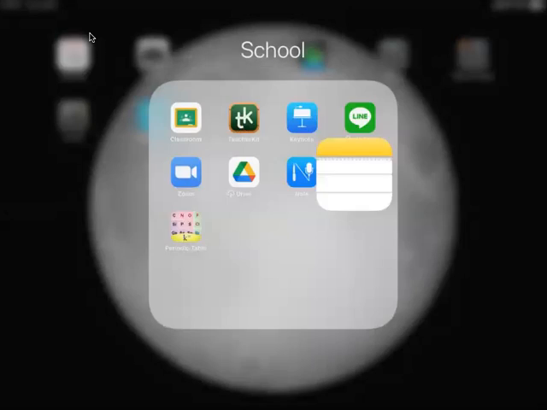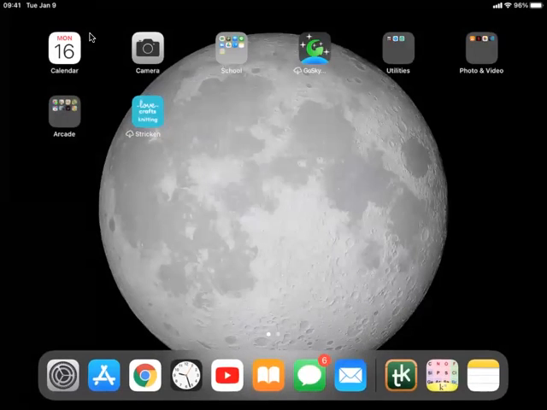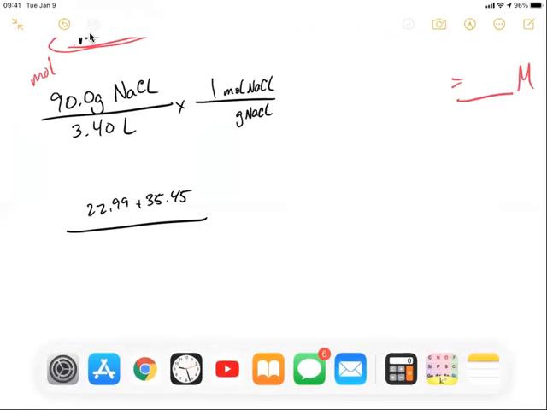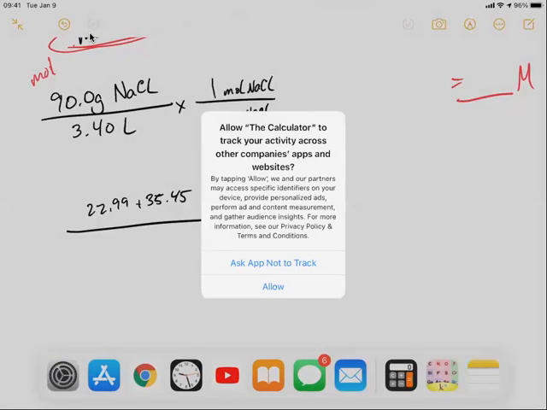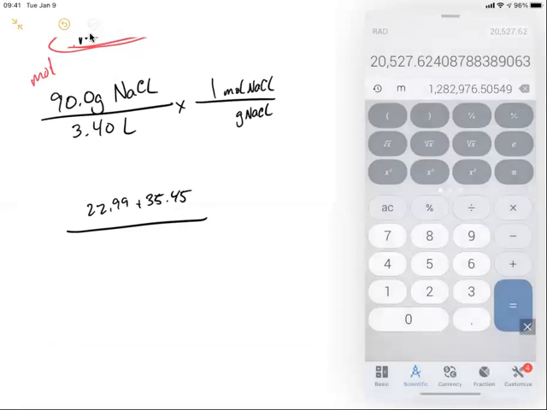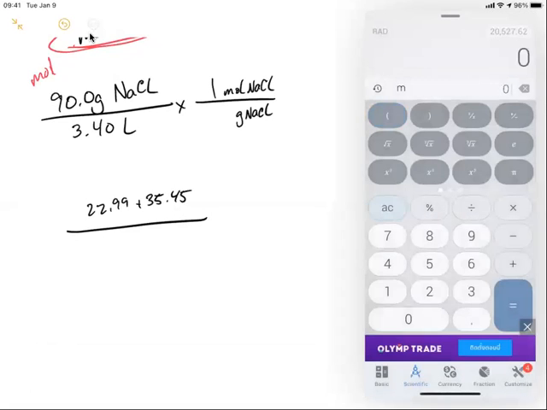And now I got to get out my calculator, which is somewhere else. Nope, not there. Here. Go back here, open up my calculator. All right. So 22.99 plus 35.45, and I get a molar mass of 58.44.